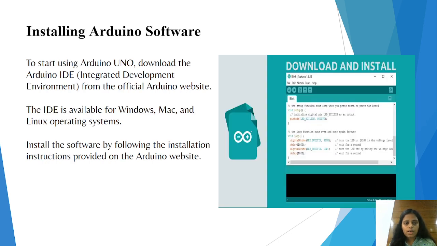Now let's know the installation of Arduino software. To start using Arduino UNO, we need to download the Arduino IDE, that is Integrated Development Environment, from the official Arduino website. The IDE is available for Windows, Mac, and Linux operating systems as well. So install the software by following the installation instructions provided on the Arduino website. These are the instructions which can be followed.